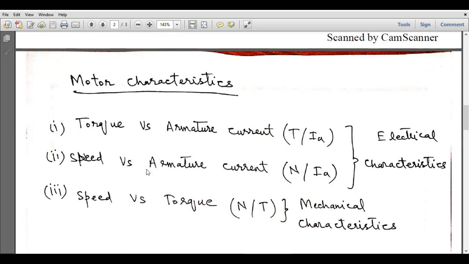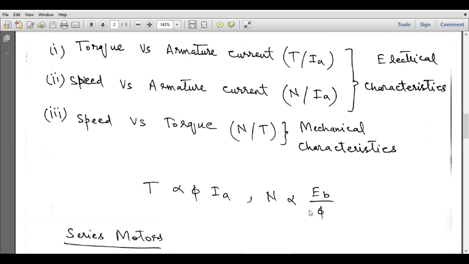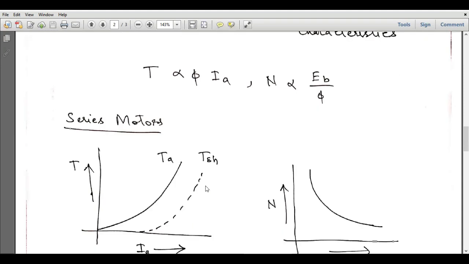In these two characteristics, we can observe armature current. So that's why these characteristics are called electrical characteristics. And in this characteristic, both the terms are mechanical, so these are called mechanical characteristics. We will remember these two expressions of torque and speed before drawing these characteristics of DC motors. So let's first discuss the series motor.